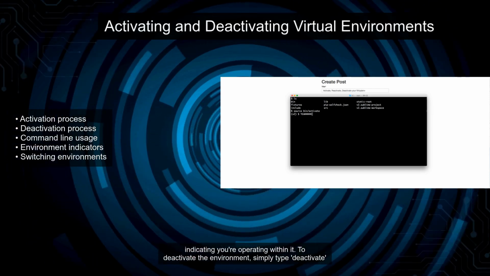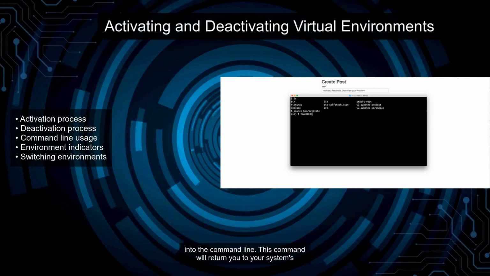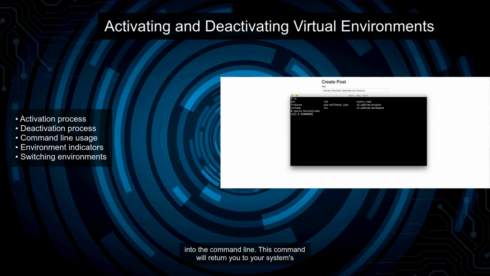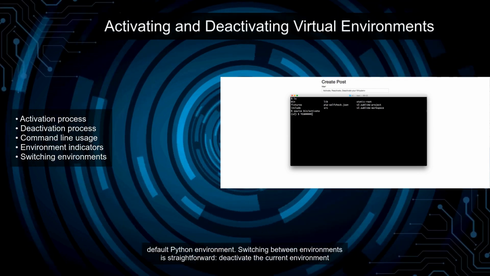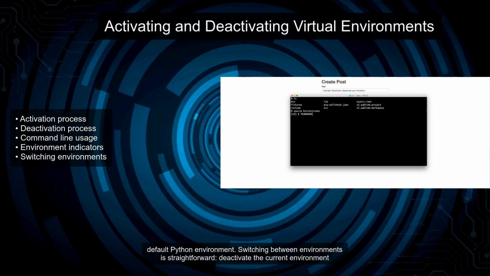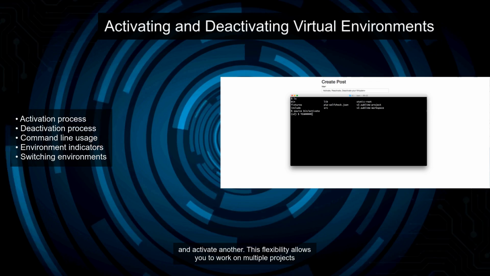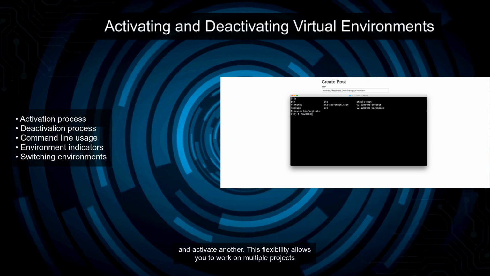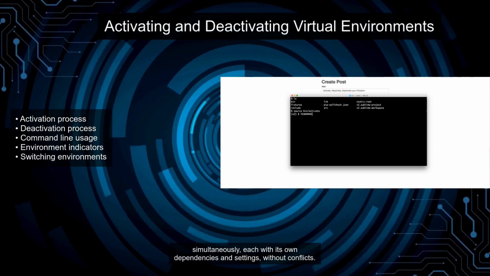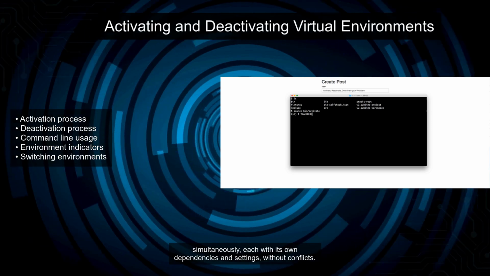To deactivate the environment, simply type deactivate into the command line. This command will return you to your system's default Python environment. Switching between environments is straightforward. Deactivate the current environment and activate another. This flexibility allows you to work on multiple projects simultaneously, each with its own dependencies and settings, without conflicts.